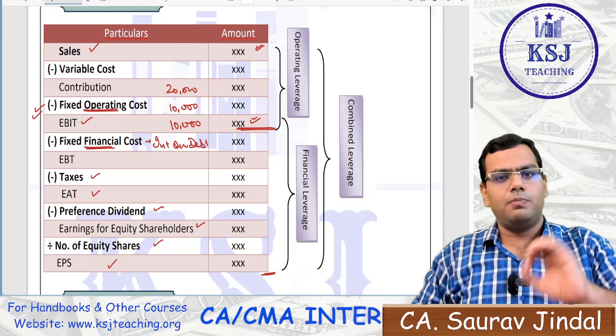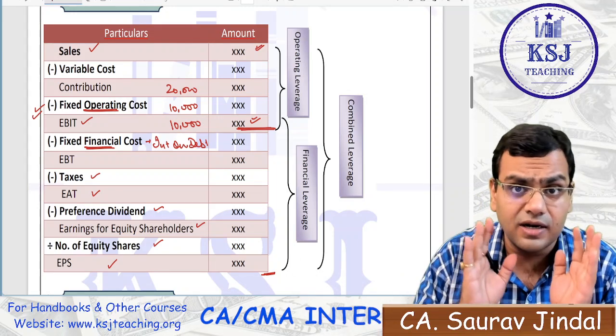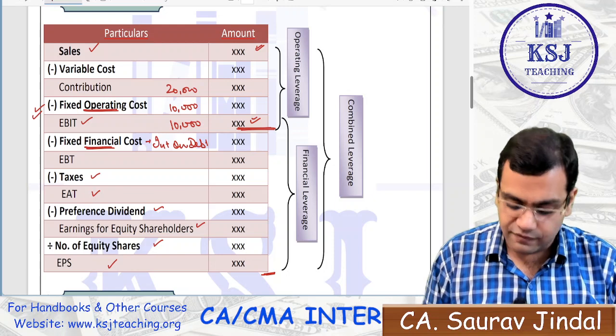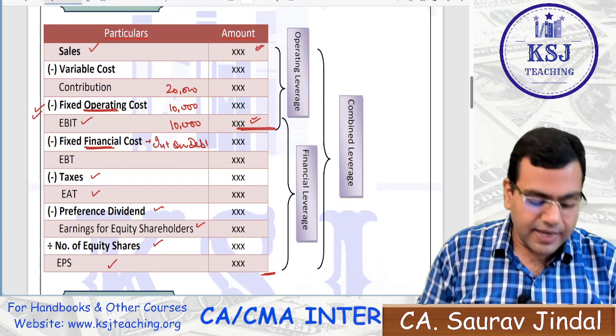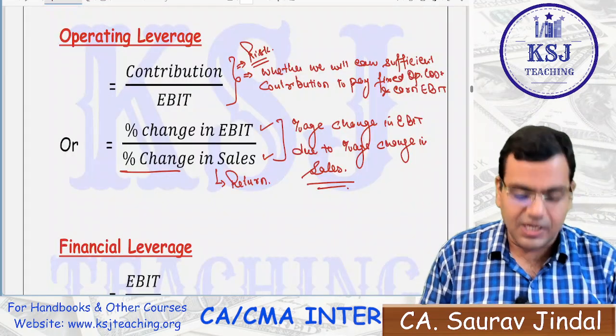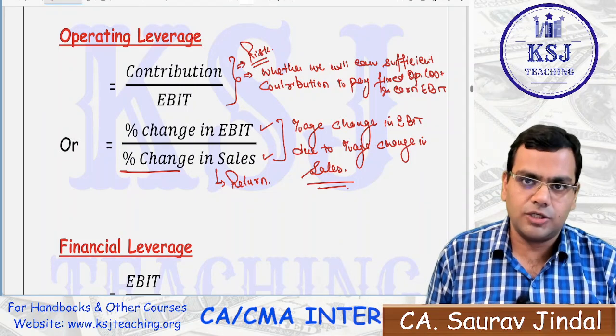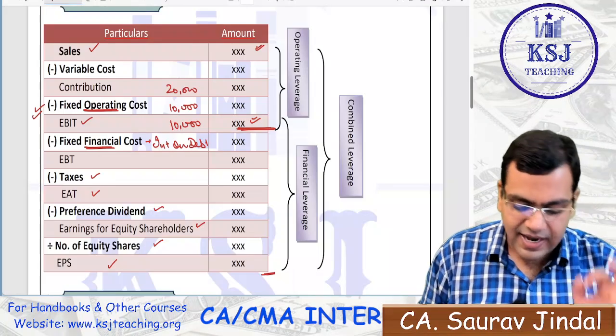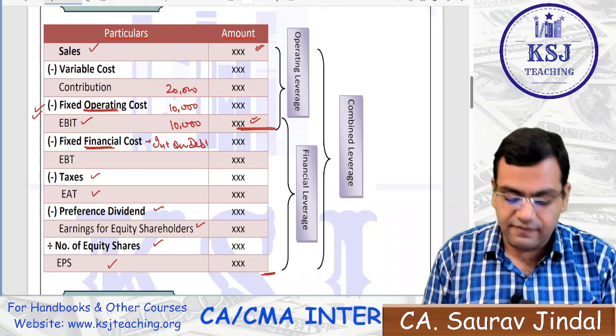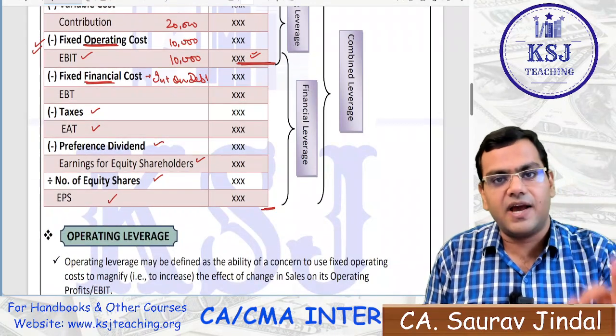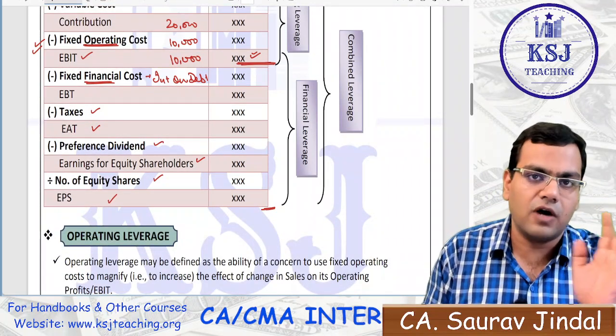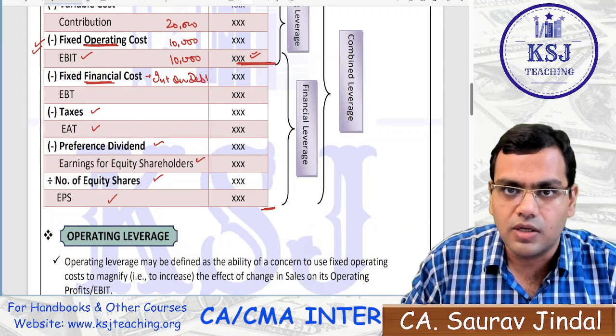You will be able to pay the fixed cost, and after that you are earning the operating profits. So these are the two relationships under the operating leverage. Now, the second aspect, that is financial leverage. Now he says, okay, fine, you have earned profits from your operations, that we have understood.